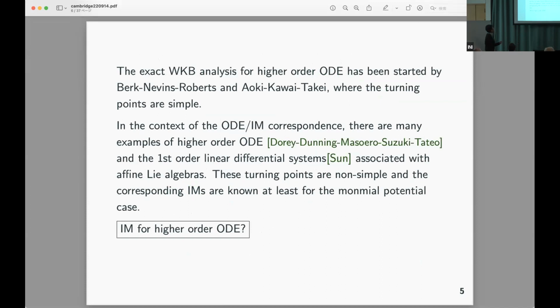Also, exact WKB analysis for higher order ODEs was started by Bender, Voros, and Rabeau, and also deeply studied by Aoki, Kawai, and Takei. In this analysis of higher order ODEs, there exist turning points. They mostly studied the case where the turning points are simple, meaning a minimum number of Stokes lines start from one turning point.